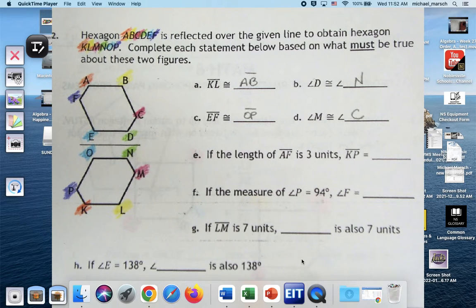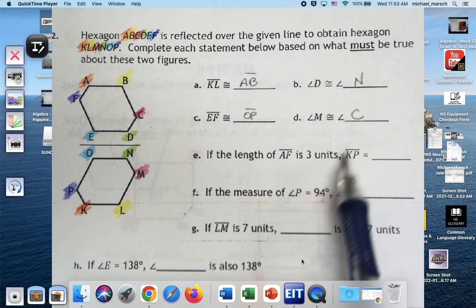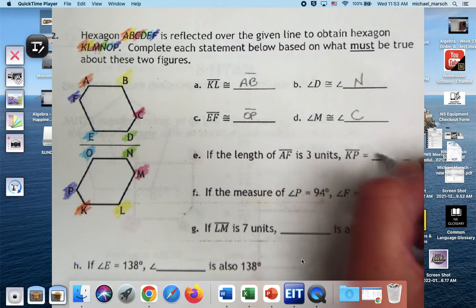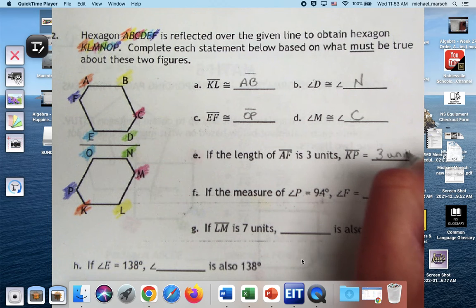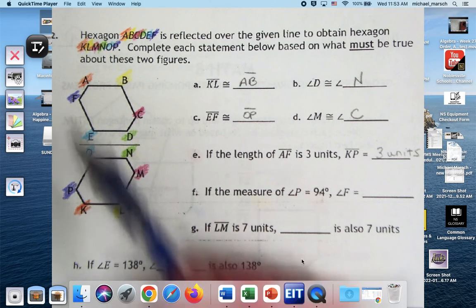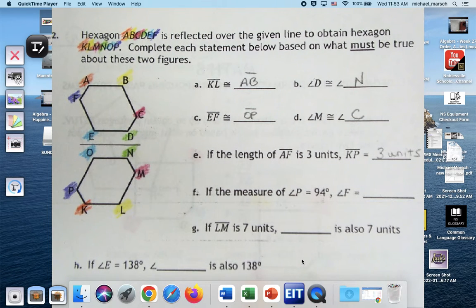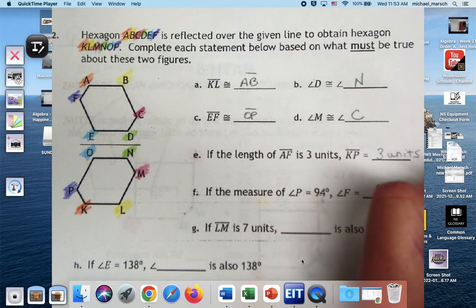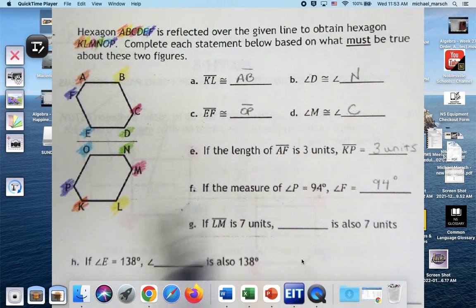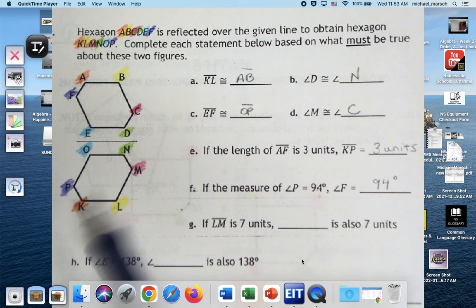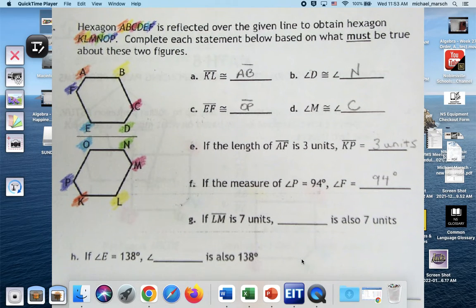If AF is 3 units, what is KP going to be? 3 units. It's also going to be 3 units because it's the exact same location of the two hexagons. If angle P measures 94 degrees, what is angle F going to measure? 94 degrees. Also 94. Because again, they're in the same location. We didn't change the size of this hexagon, so everything is going to be congruent.